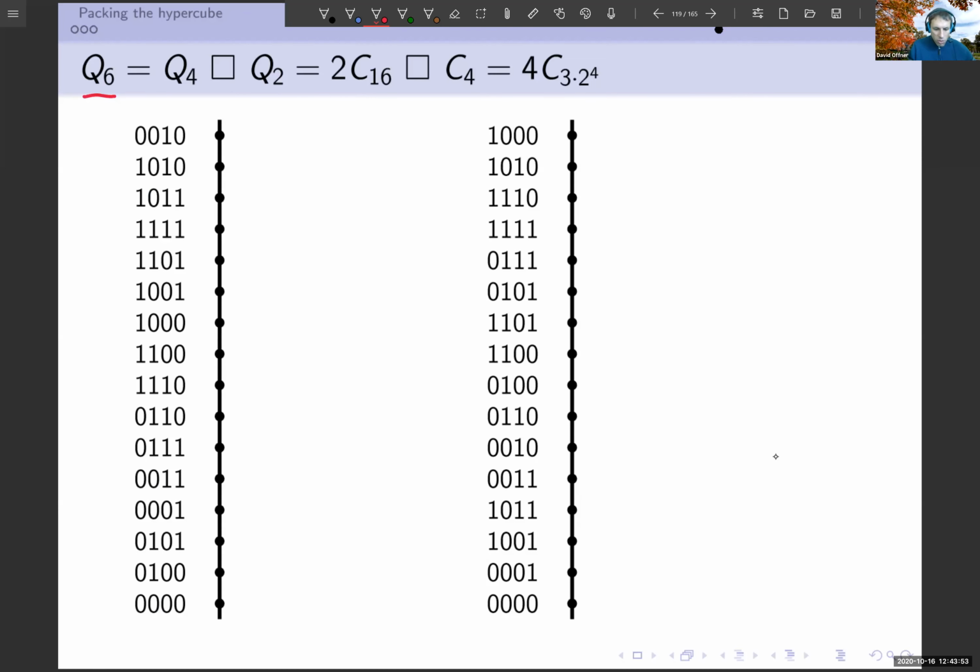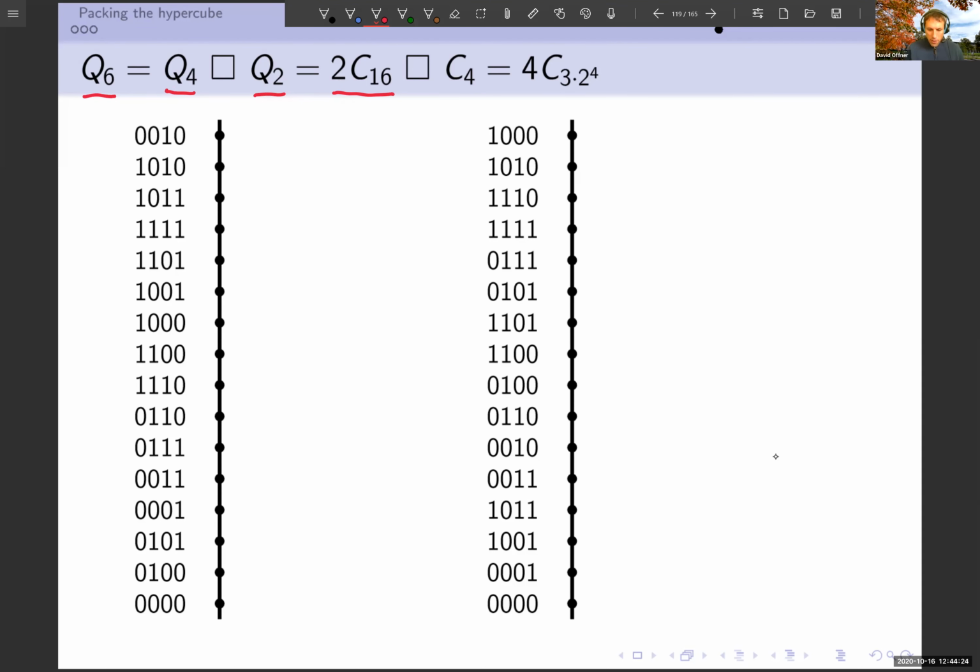Okay, so Q6 is, we said, the Cartesian product of Q4 and Q2. And Q4 decomposes as two C16s. So here I've drawn the two C16s that decompose Q4. Notice even though these cycles look the same, the vertices come in different orders, right? So here I have all the edges of Q4 divided into 2 cycles.